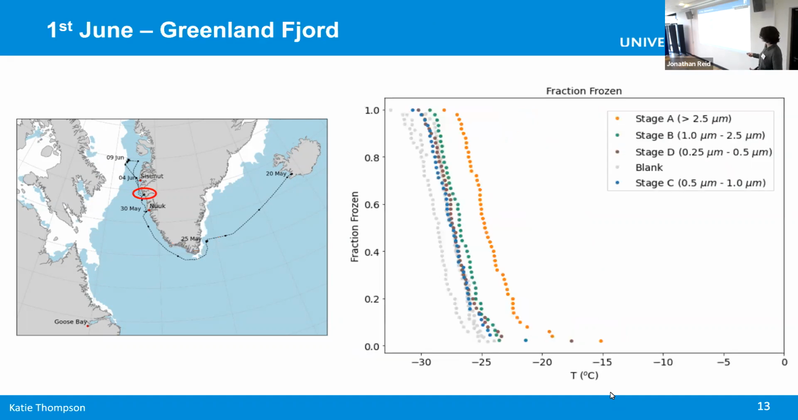Moving on round, so we stopped in this little fjord here, and this is a similar sort of picture going on here. Again, we've got the smaller size ranges kind of close to the background, and then maybe a little bit, not quite as distinct, but a little bit more activity, like higher temperature freezing going on at that higher stage. And then again looking at back trajectories on that, we were getting quite distinct flow coming off of Greenland itself. So again, maybe a terrestrial source.